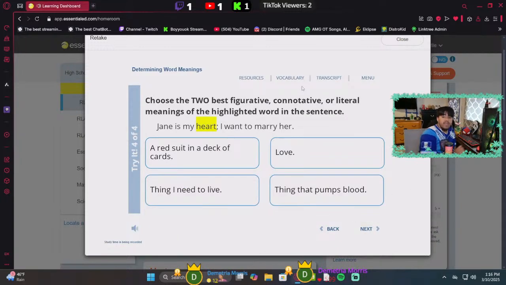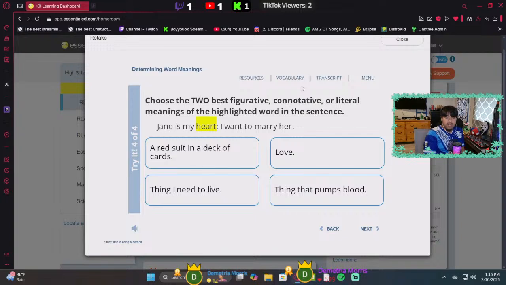Choose the two best figurative, connotative, or literal meanings of the highlighted word in the sentence.